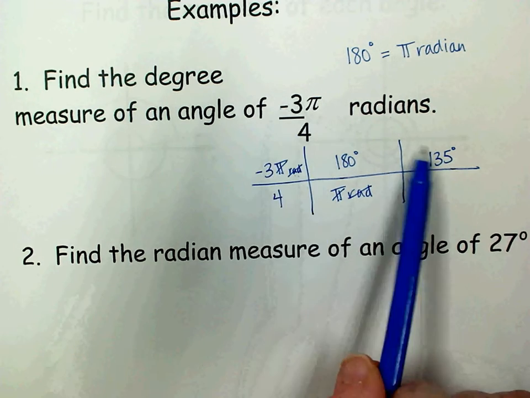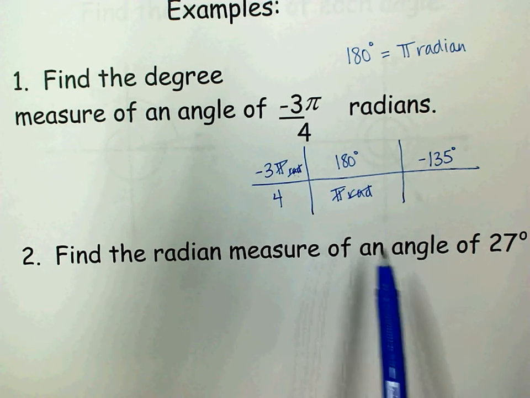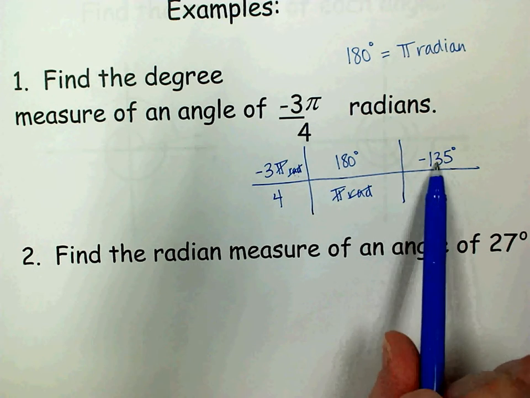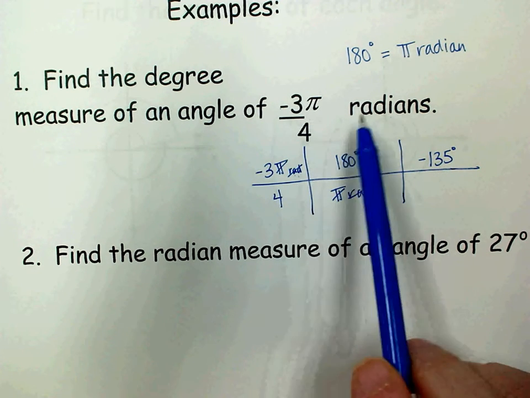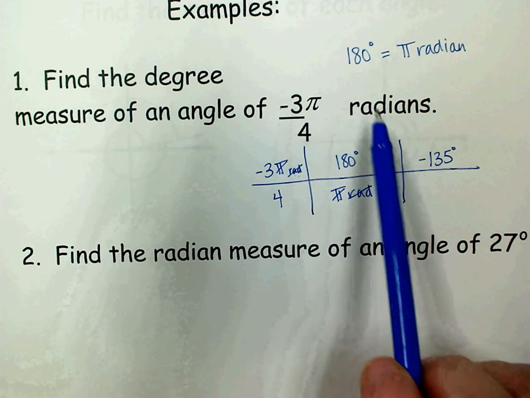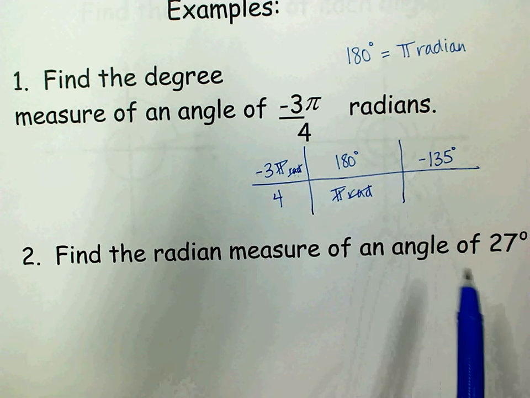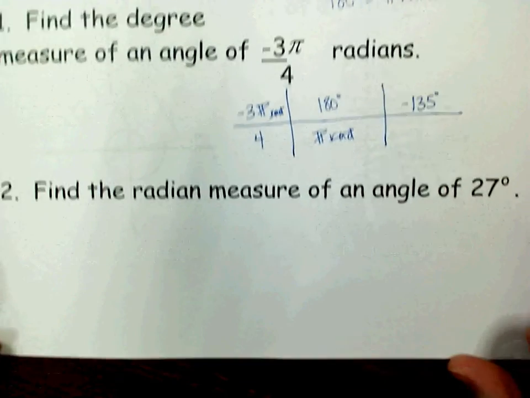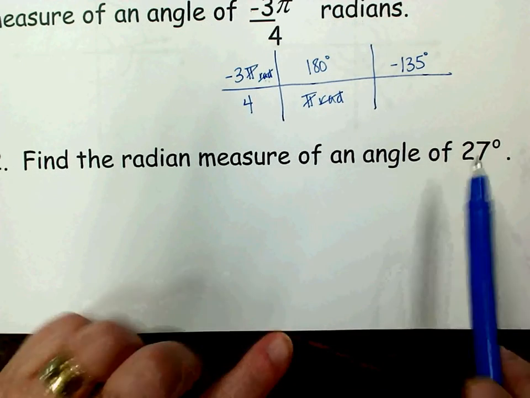We're going to get to that in just a moment, but it is possible. So that is a perfectly fine answer. If your answer is negative in radians, it's going to be negative in degrees. That negative sign does not go away. So let's look at our second example. We're given the degrees this time, and we want to convert it to radians.